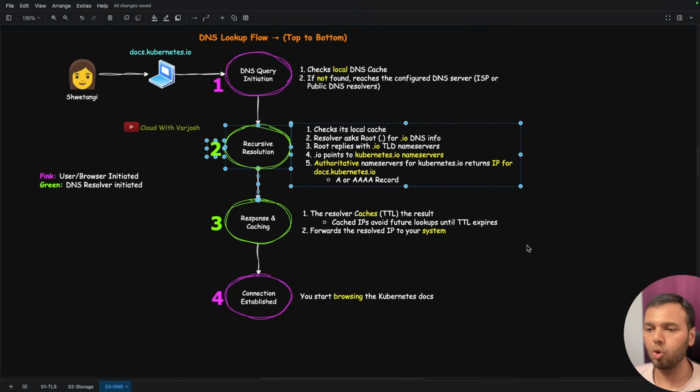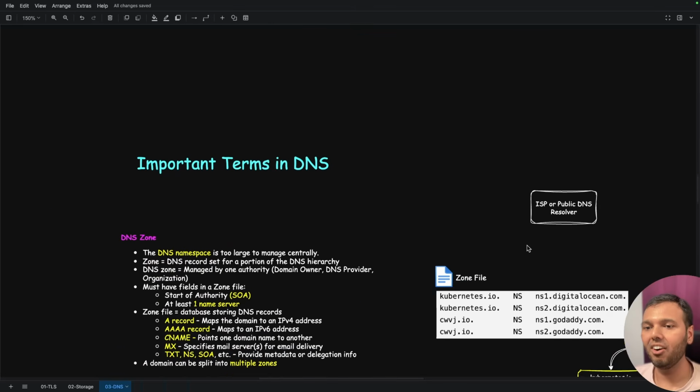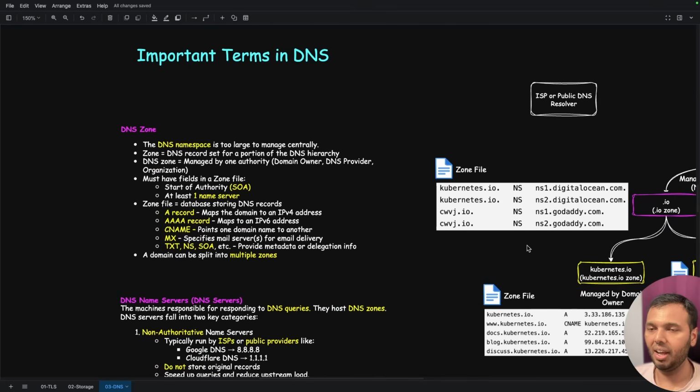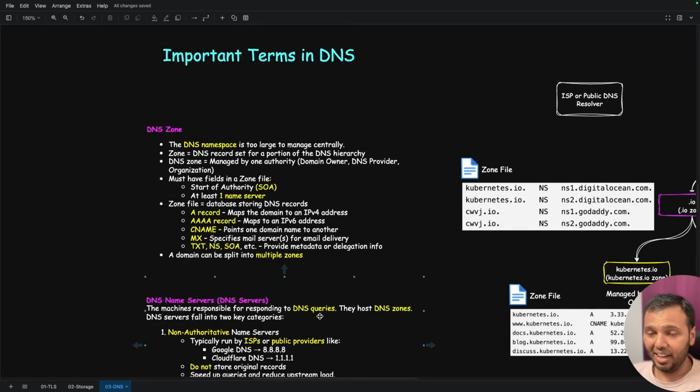Now let's scroll down and understand a few important terms that are used in DNS. First is DNS zone. The DNS namespace is too large to manage centrally, and we know that. So hence what you do is you scatter it into different, let's say, zones. What is a zone? A zone is a DNS record set for a portion of the DNS hierarchy.